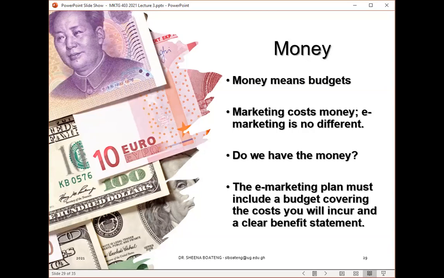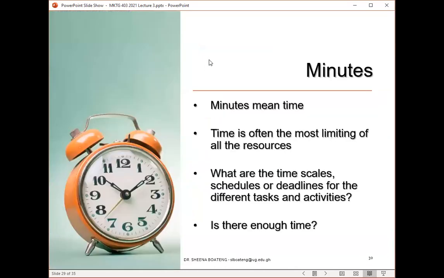So the e-marketing plan must always include a budget covering the costs that you will incur and the clear benefits that you will get from these costs, as well as the sources from which you intend to fund these costs that you have outlined. These are very important for you to have a clear direction in terms of financial resources that you are committing to your e-marketing strategy. Now, the final M has to do with minutes.